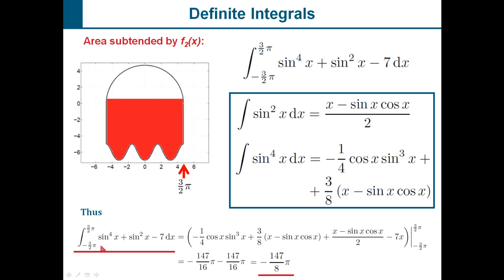By linearity, we obtain that the antiderivative of this expression is given by this expression. Then, evaluating the expression in 3 over 2 pi gives minus 147 divided by 16 times pi. Evaluating this expression in minus 3 over 2 pi gives plus 147 divided by 16 pi. Subtracting the two values gives minus 147 divided by 8 pi.